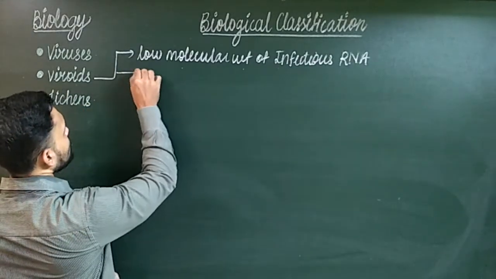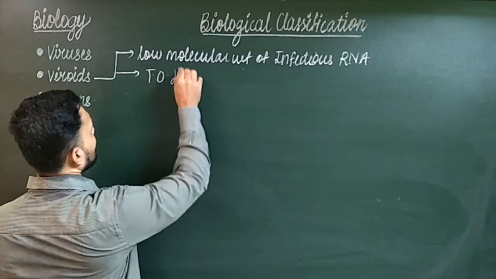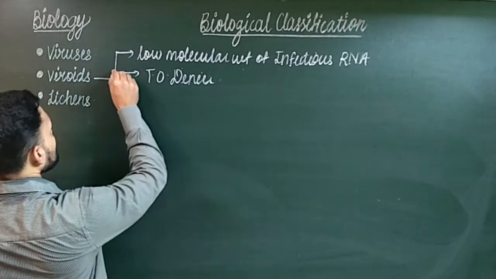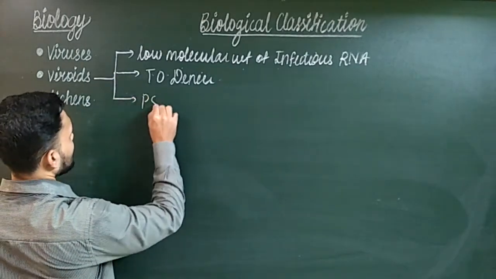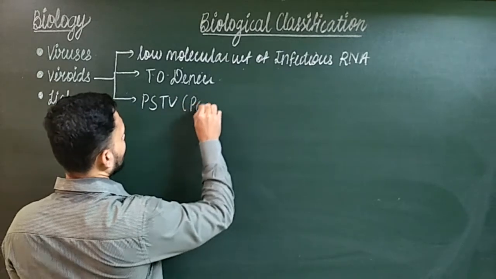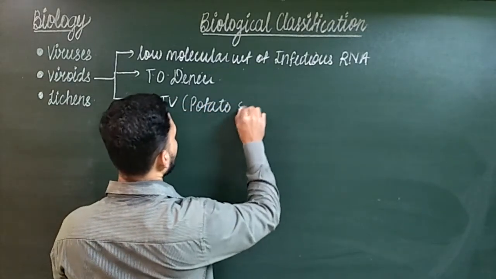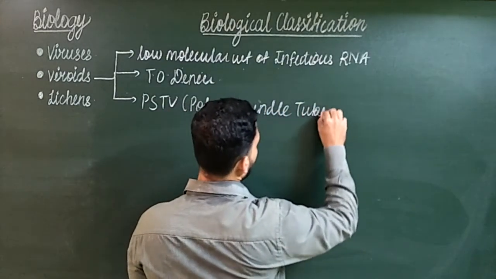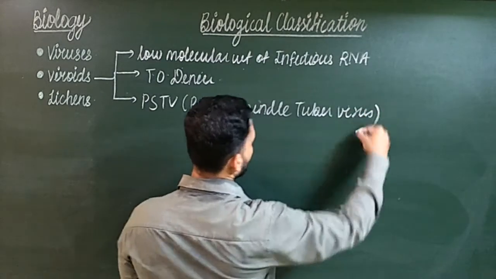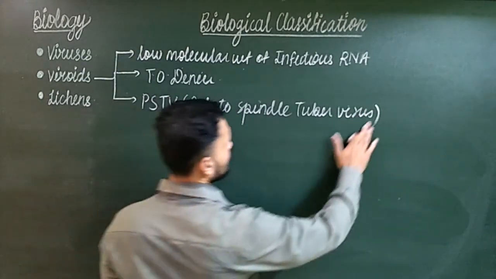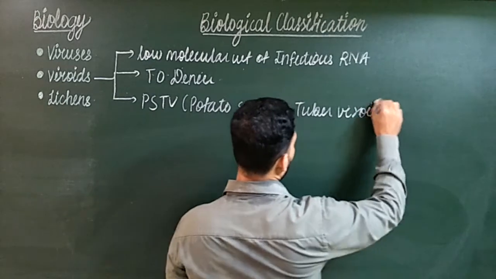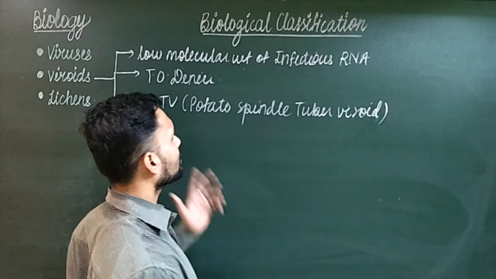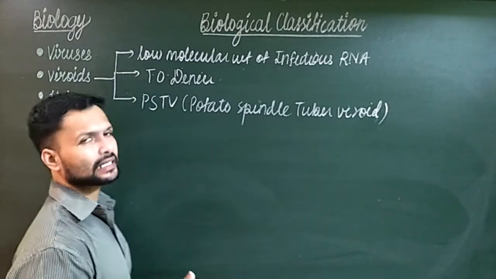It was first noticed by Theodor Diener. He noticed this, and the first viroid noticed was PSTV, that is potato spindle tuber viroid. Sorry, not virus, viroid. So this was the first viroid found out, by Theodor Diener, in somewhat 1971.